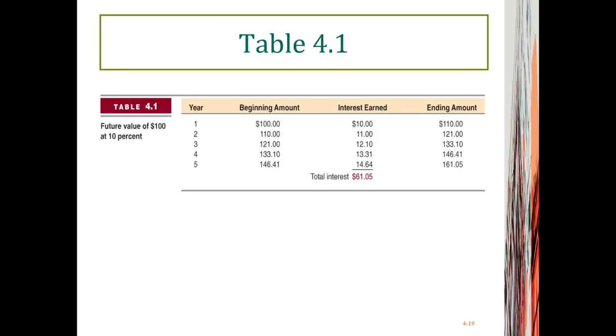And this table shows you how the cash flows are compounded every year. Here you see interest earned has two components. The first one is simple interest, $10 every year, and also you see how interest on interest grows each year. The interest on interest for the second year is $1, for the third year $2.10, for the fourth year $3.31, and for the fifth year $4.64.